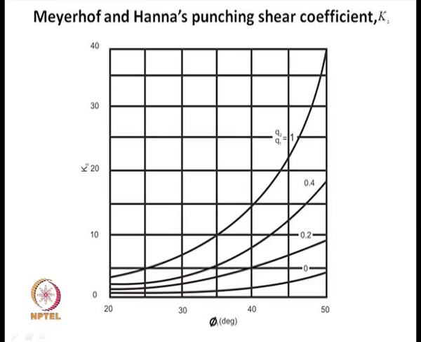So, if these things are known to us, then we can determine the ratio of Q 1 and Q 2. Once we determine the value of this ratio Q 1 by Q 2, and we know the phi 1 value, that is of the top layer, then by using this table or this chart, Q 1 corresponding to phi 1, we can determine K s. Suppose this Q 1 by Q 2 is 0.4 and phi is 35 degrees. So, that means the K s value will be 5.